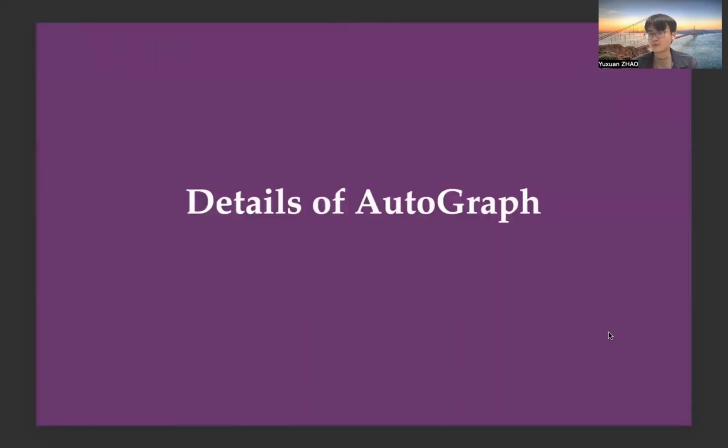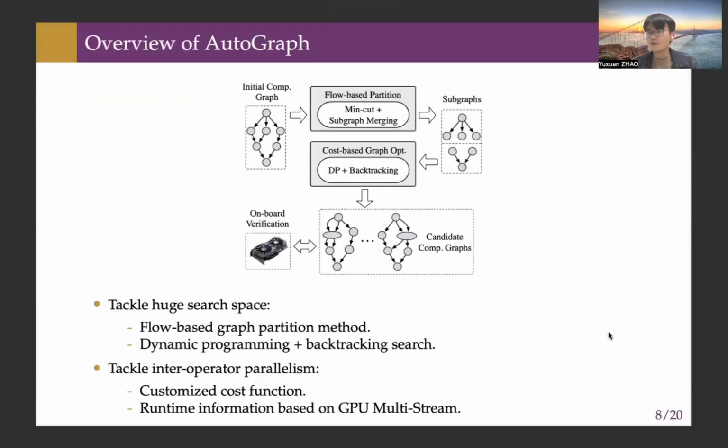To tackle these problems, we propose a unified approach, AutoGraph. Here is the overview of the AutoGraph framework. First, the initial computation graph is divided into multiple subgraphs to enable fast optimization. A dynamic programming algorithm combined with backtracking search is adopted to explore the graph optimization solution. Candidate graphs with low customized cost function values are selected for onboard verification, and the runtime feedback is utilized to guide the optimization. Our algorithm and techniques can successfully solve the aforementioned problems.